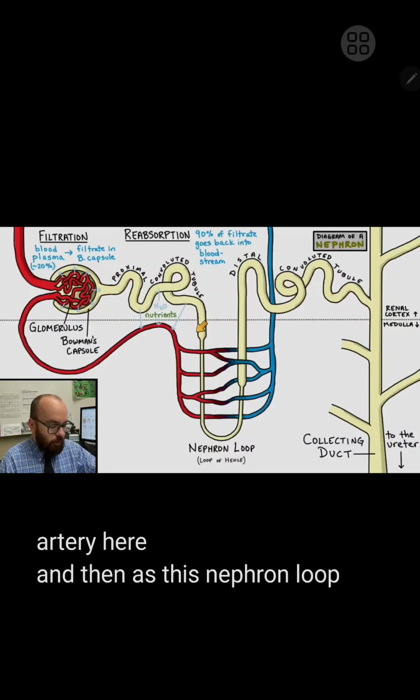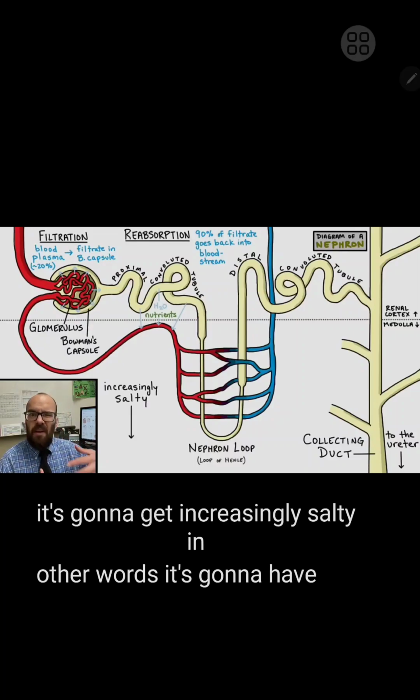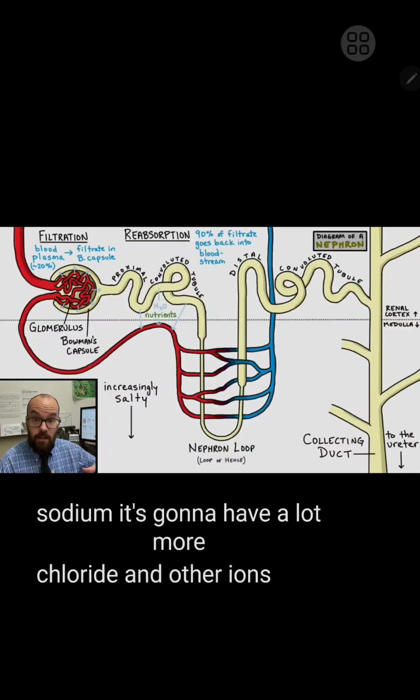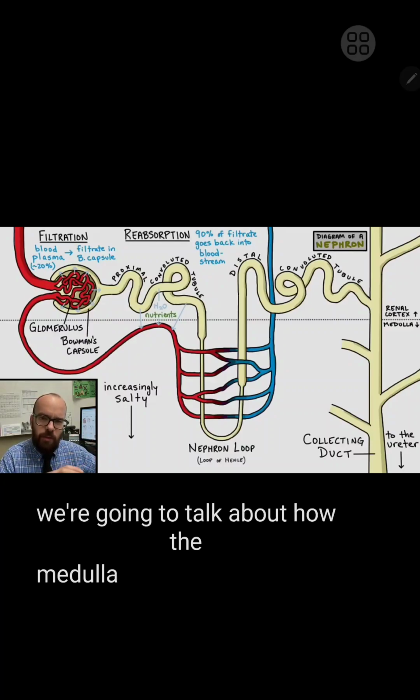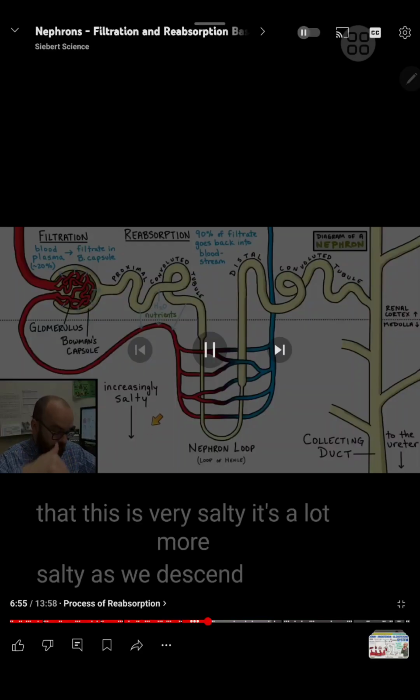And then as this nephron loop descends down into the medulla, it's going to get increasingly salty. In other words, it's going to have a lot more sodium, a lot more chloride, and other ions in that area. We're going to talk about how the medulla got so salty in just a minute, but for now, know that it's a lot more salty as we descend down into the medulla.